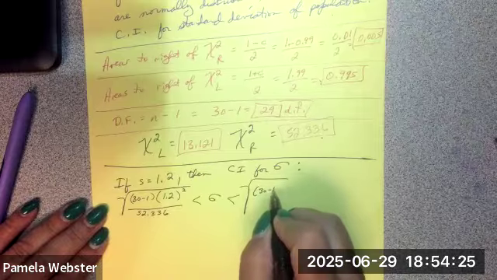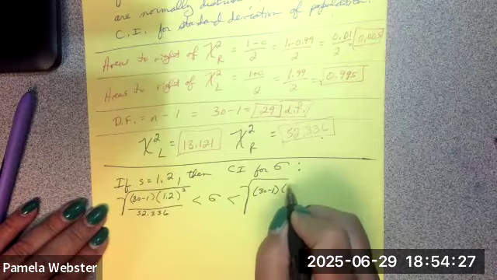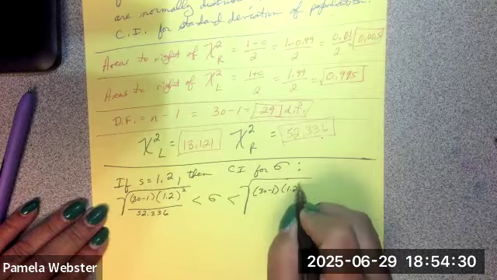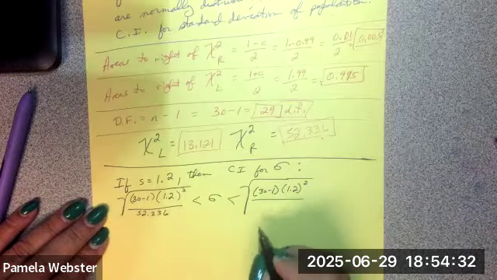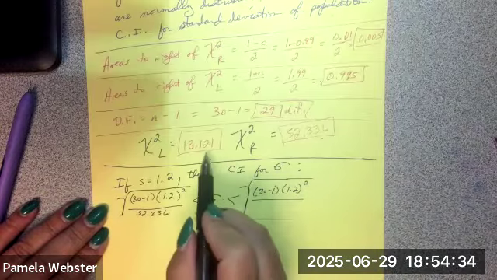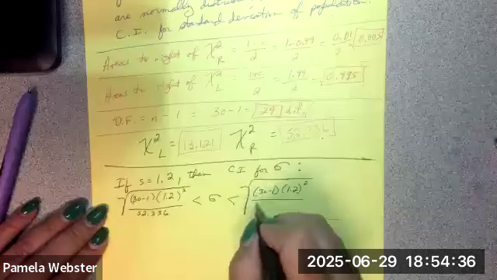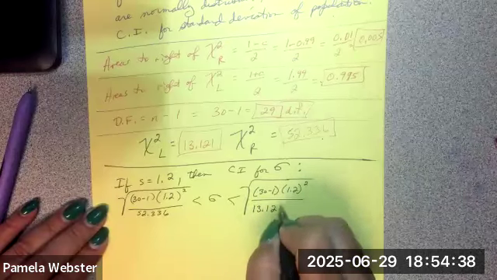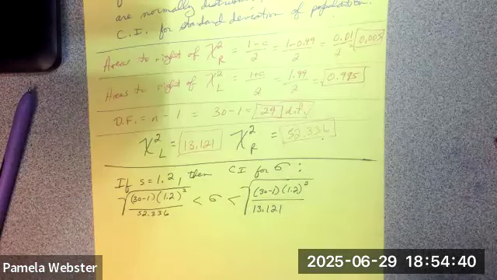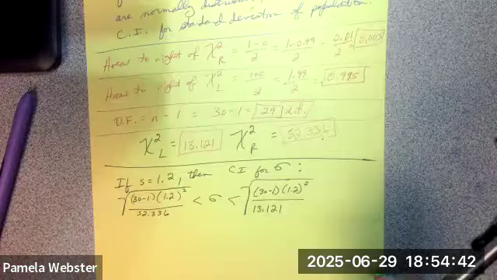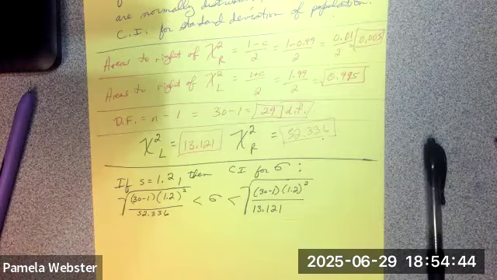which is less than the square root of 30 minus 1 times standard deviation squared, 1.2 squared, and all of that's over the left-hand side guy, which is 13.121. Okay, and I don't have my calculator with me. Oh, I do have, hang on, let me check. I'm sorry, I don't have a calculator. I didn't think I brought it with me.